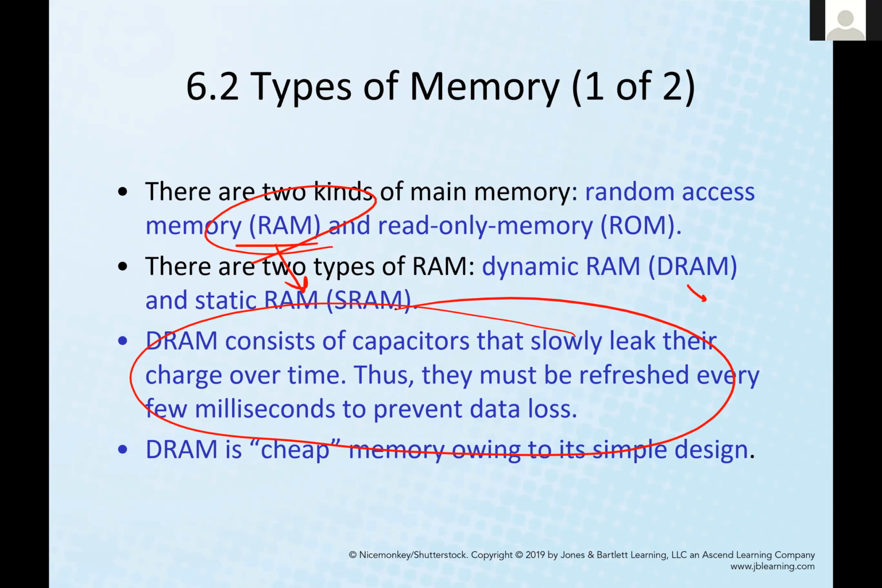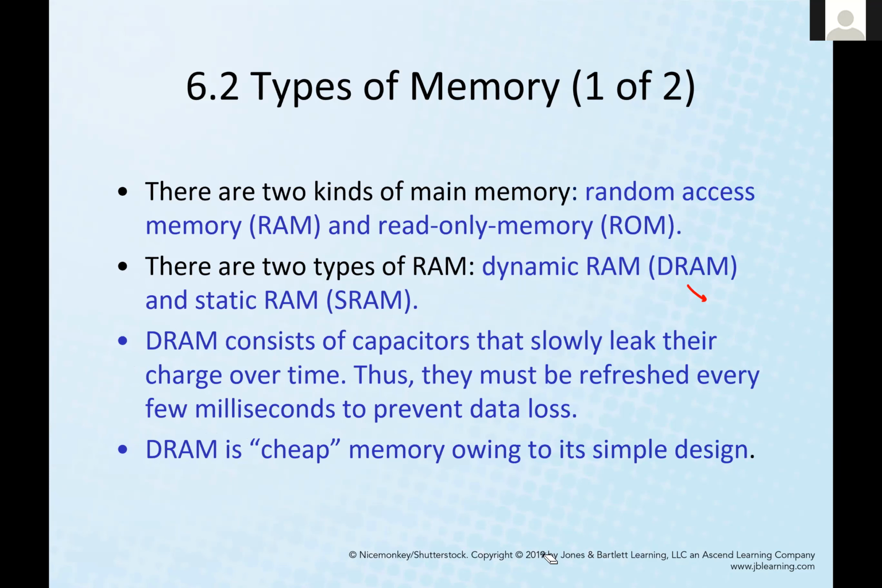So when you charge a capacitor, it doesn't keep the charge forever. The capacitor slowly discharges, so we need to refresh it every few milliseconds to prevent data loss. If we assume this is a graph, it's time and the voltage of a capacitor, and the capacitor has a voltage of 0. It means it's logic 0. When we charge the capacitor to 1, it means that the data is 1.